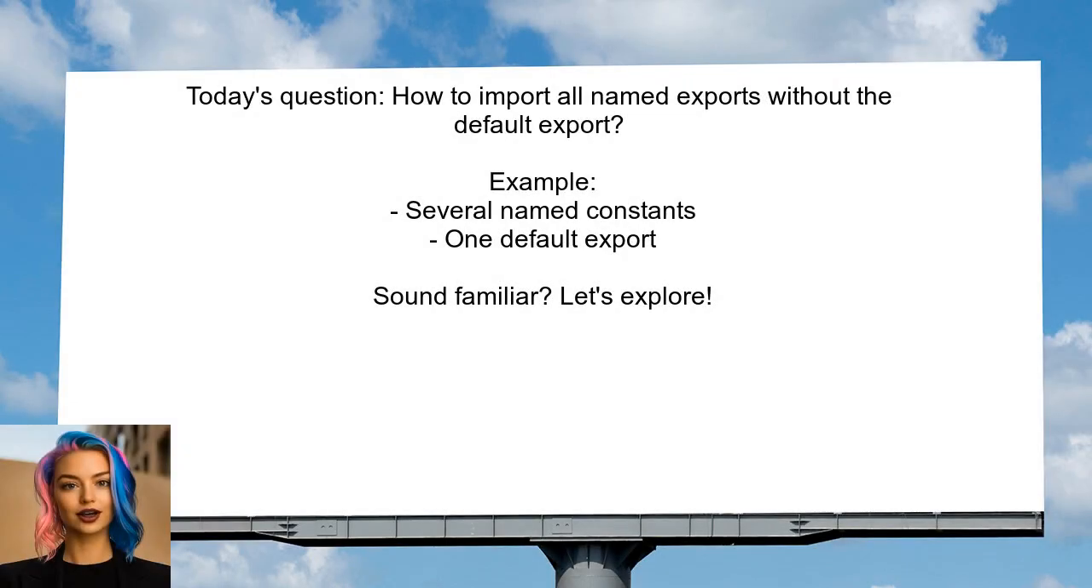Here's the specific question we're addressing today. One user asked how to import all named exports from a module without importing the default export. They provided an example where they have several named constants alongside a default export. Sound familiar? Let's explore this together.